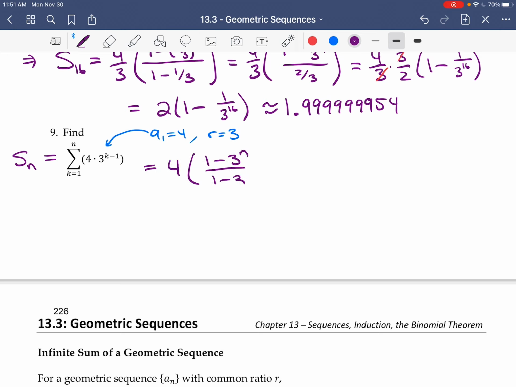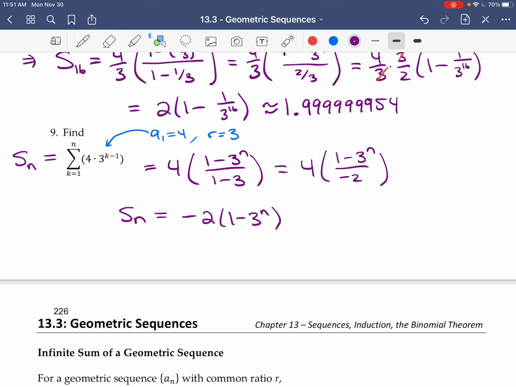Okay, so you could simplify this. 1 minus 3 to the n. Down here I have a negative 2. So 4 divided by negative 2, so this is going to be negative 2 times 1 minus 3 to the n. Okay, so that's what this sum is equal to. Okay, so it depends what n is, but that's how you can compute your sum.